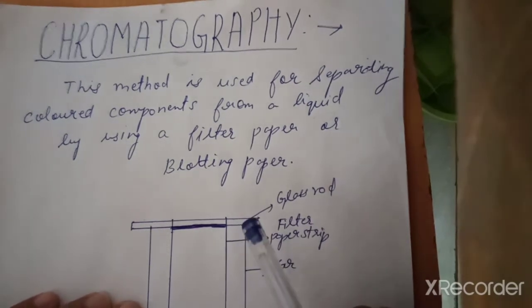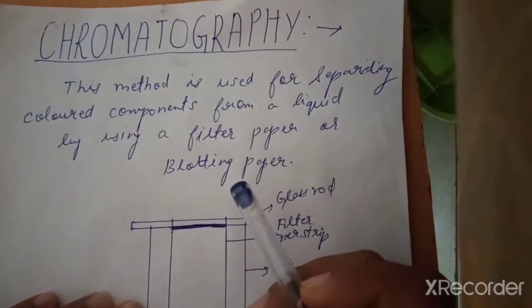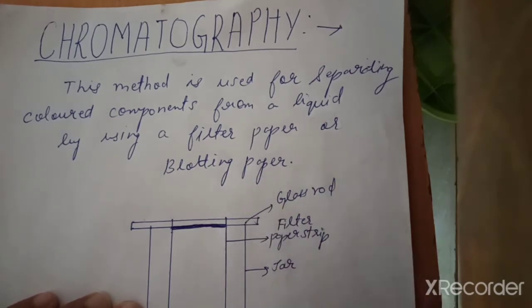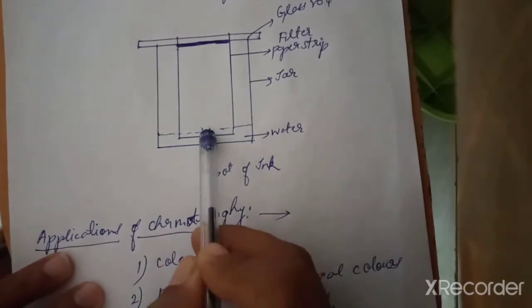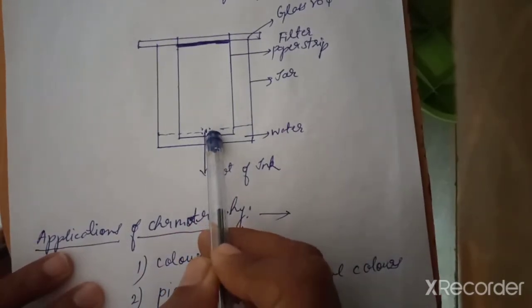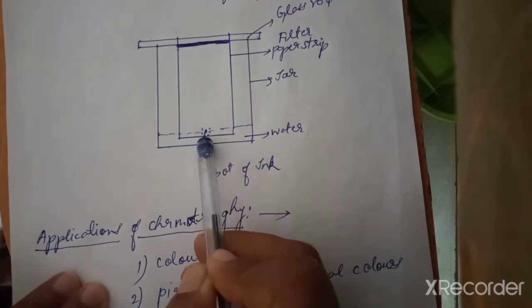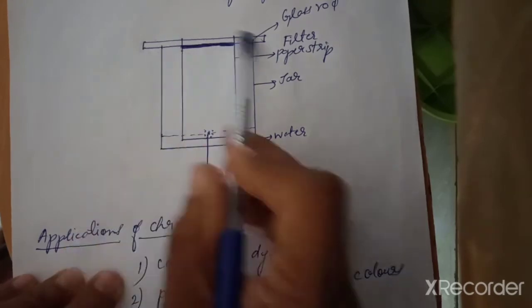Suppose we want to separate the components of ink. Ink is not made up of a single component; it is made up of various types of dyes, and these dyes which we use to prepare the ink have different solubilities. Now, what is the principle behind chromatography?